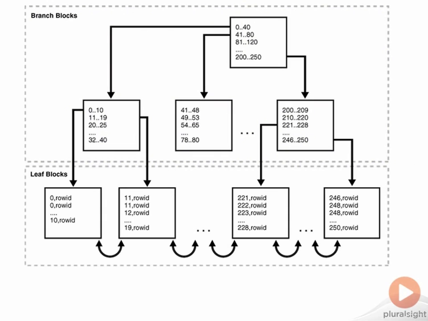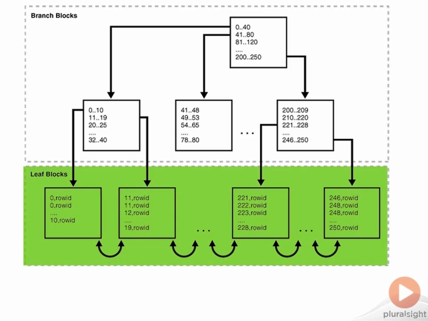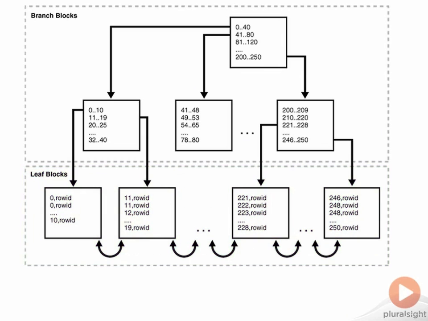40 in one level, 41 through 80 in a second, 200 through 250, and those don't actually contain data. Those just contain the key values. When we get down to the leaf level, we have the actual row data. So you see at the bottom level we have 0 through 10, and then we have 11 through 19.